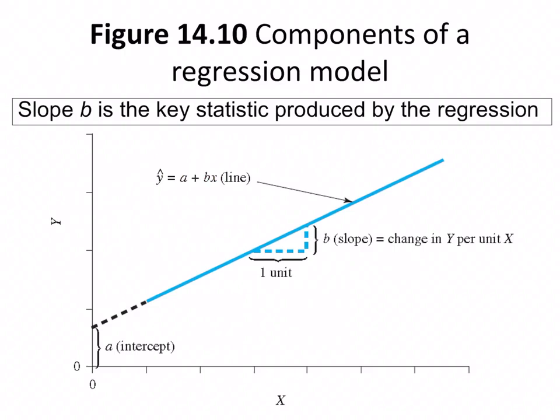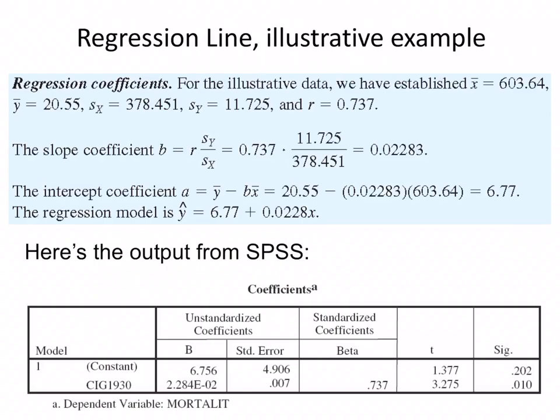Here we have the components of a regression model, where slope b is the key statistic produced by the regression. When we have our equation of y hat equals a plus bx, this gives us our line. And b is the slope, the change in y per unit of x. So when you figure out b, this is the slope, the change in y per one unit of x. A, as the intercept, tells you at what point this line crosses the y-axis, right here.